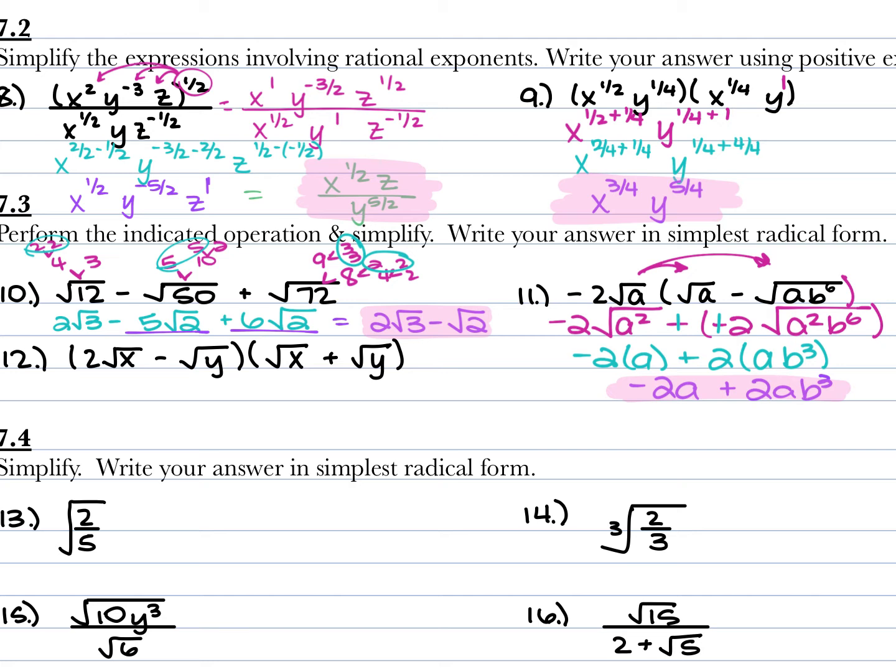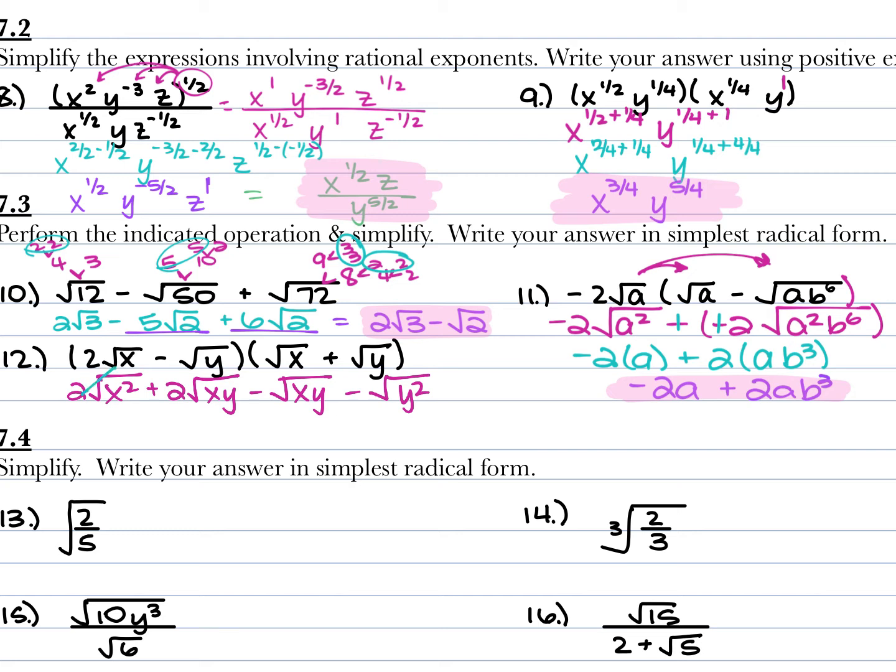For number 12, you have 2 square root x minus square root y times the square root of x plus the square root of y. We're going to FOIL this out. So we're going to do 2 square root x times the square root of x. It's going to give us 2 square root x squared. 2 square root x times the square root of y is positive 2 square root xy. The negative square root y times the square root of x is a negative square root xy. And then the negative square root y times the positive square root y is the negative square root y squared.